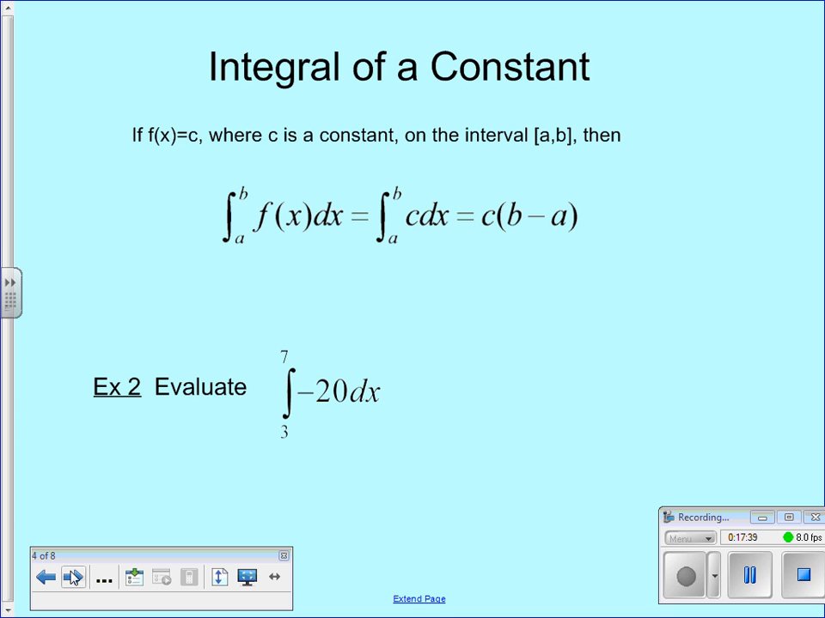So for example, evaluate the integral from 3 to 7 of negative 20 dx. That's negative 20 times 7 minus 3. Okay. 7 minus 3 is 4. 4 times negative 20, negative 80. And yes, integrals can be negative, even though we're talking about area.